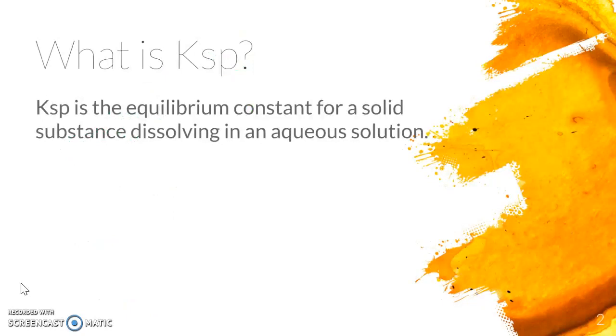The solubility product constant is represented by KSP, and KSP is the equilibrium constant for a solid substance dissolving in an aqueous solution. The more soluble the substance, the higher the KSP value.